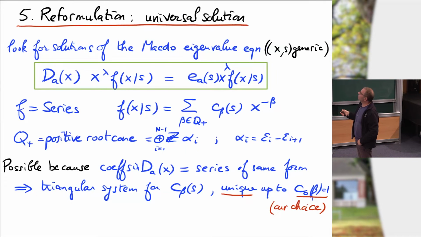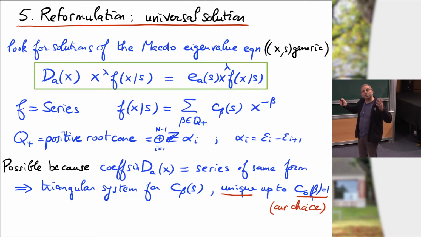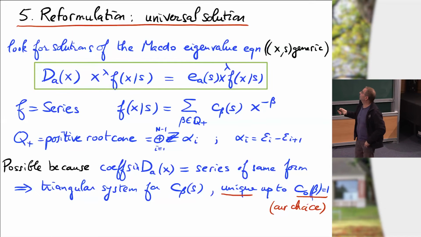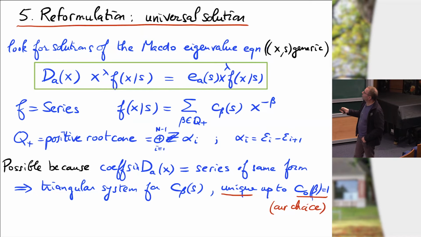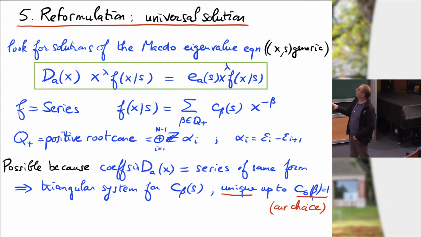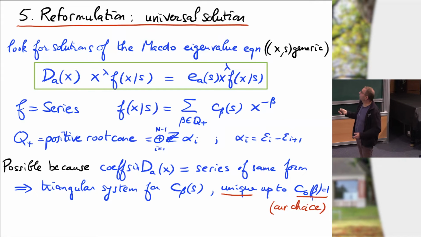So let's say that instead of looking for monic polynomial solutions, we just look for solutions which start with x to the lambda and then have a series expansion, right? But lambda now is not necessarily an integer partition, just some arbitrary number. And the really nice thing is that this same equation here, if I expand f as a series in negative roots, right? So this is the positive root cone, but now I have minus beta, so it's negative roots with coefficients, then this equation becomes a triangular system for the coefficients. So you can determine them all, okay?